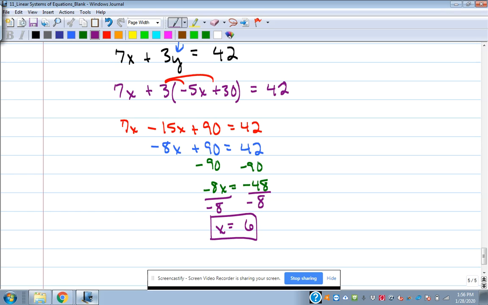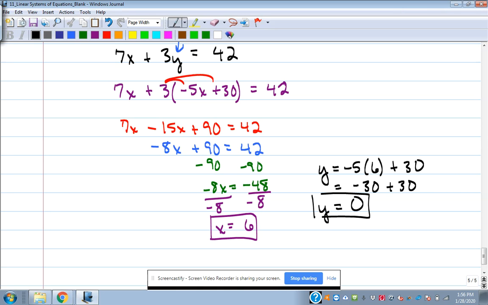All right, so we got x equals 6, and we're going to do what with that? We can plug that into the first equation. We could technically plug it into the second equation, but that seems like a little bit more work there. So I'm going to go to the first equation and plug in the 6 in the place of x. That ends up being negative 30 plus 30, which is 0. So our solution is the ordered pair 6, 0.